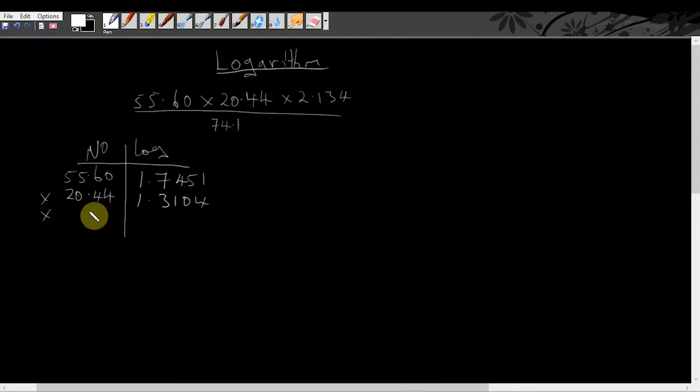Okay, the third one is also multiplying. You have 2.134. The characteristics is 0. When you check the logarithm, you're having 3292. Okay, let's extend this line downward again. Okay, this number now, you are going to add all of them because they are multiplying. This plus this plus this. And when you add all of them, what are you having? You will have 3.3847.